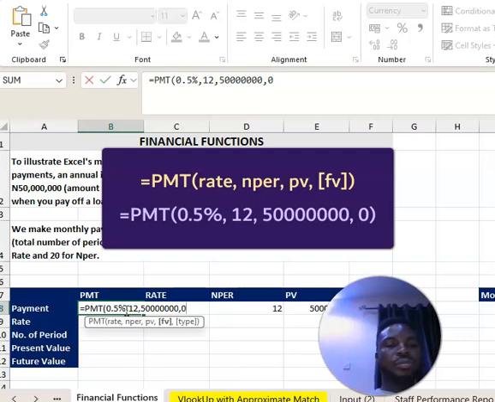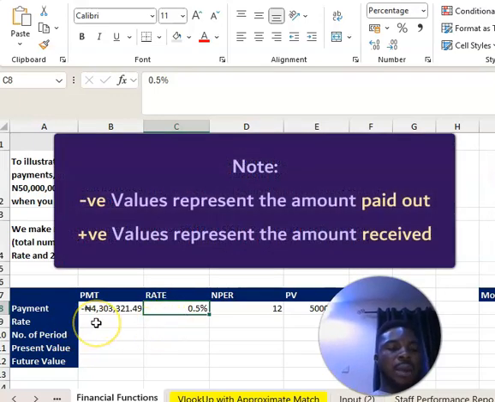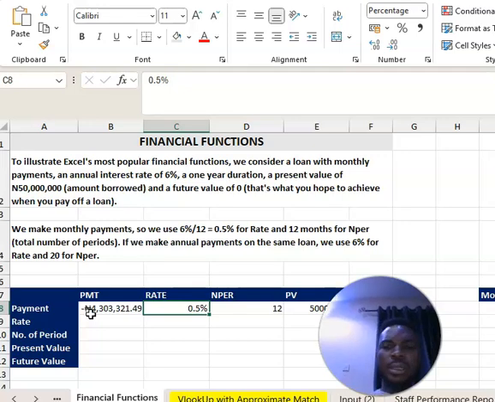Recall that in Excel functions, any argument that is enclosed in these brackets can always be ignored. So if I press enter, it means that monthly I'm expected to pay 4,303,321 naira 49 kobo to my borrower. But note that I have a negative sign here. The negative sign explains that the 4.3 million naira is to be paid out. I'm not going to be getting it; I'm paying it out. That's why we have a negative value there. And that's fantastic. I hope that is clear.